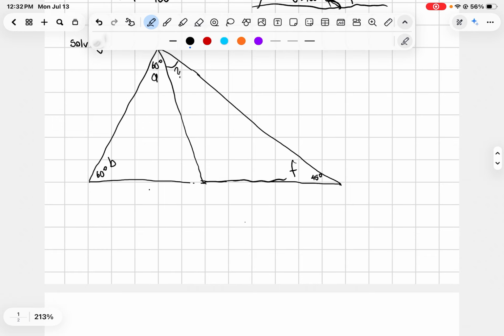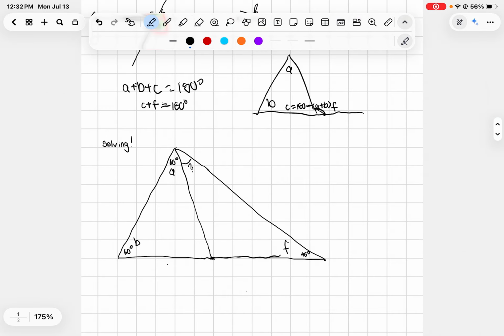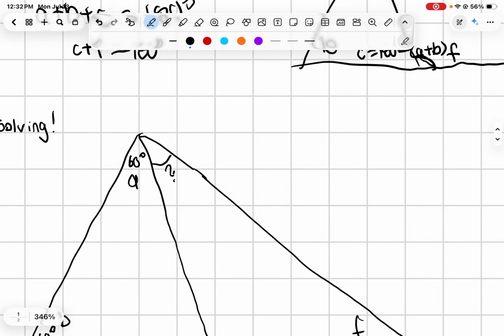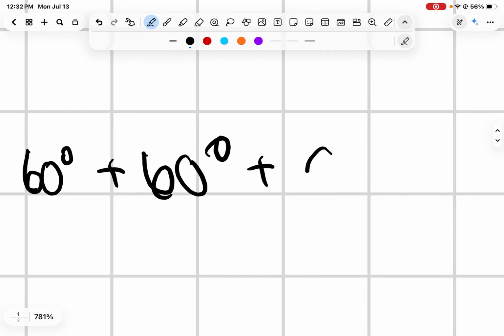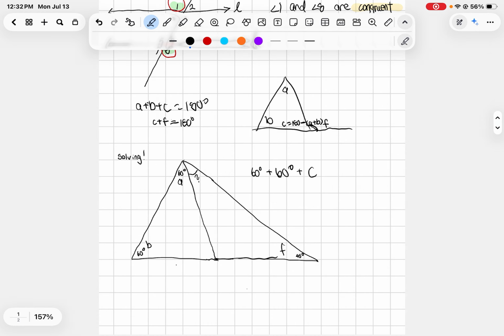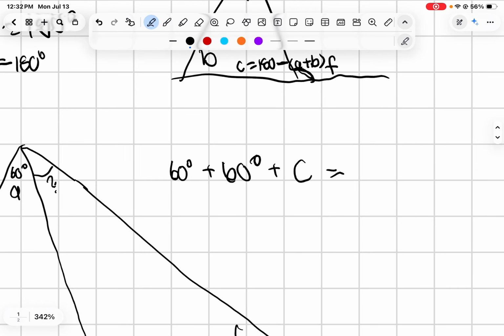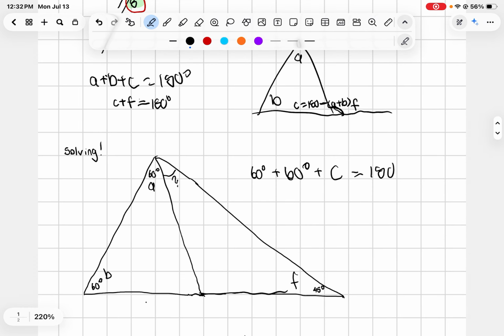So we have two angles that were already given to us. On the first triangle, they're both using this formula. Let's plug in the numbers. So I label those: 60 degrees plus 60 degrees plus C, because we don't know what C is yet, equals 180 degrees. We basically substitute these numbers into the equation to tell us what C is.